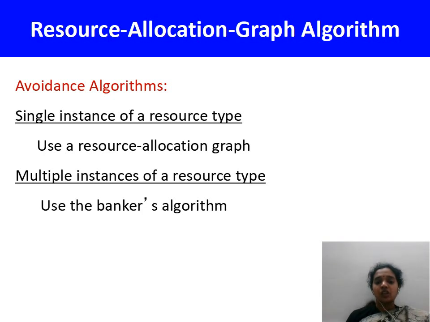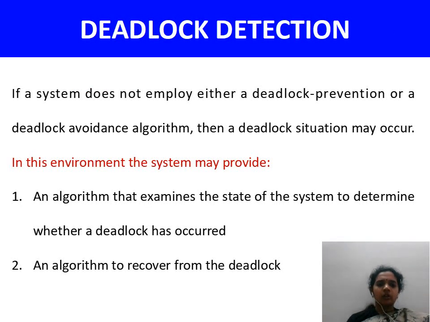So the resource allocation graph is used for a single instance of resource type, and the Banker's algorithm is used for multiple instances of a resource. In deadlock detection, after allocating the resources to the process, the operating system will check for the detection of deadlock or not.